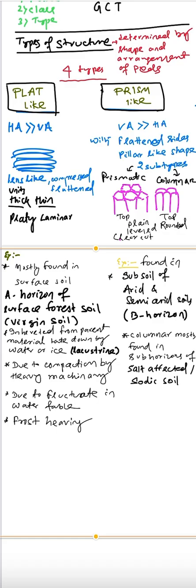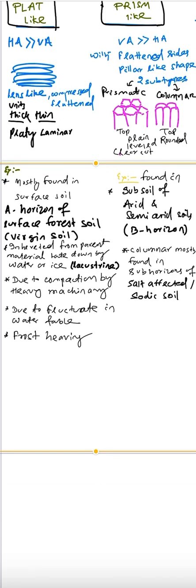Always remember, plate-like is present in the surface horizon, that is the A horizon, whereas prism-like structure is found in the B horizon, or we can say semi-arid and arid regions. And majorly the columnar type, where the top is rounded, is found in the sub horizons of salt affected soils, that is the sodic soils.